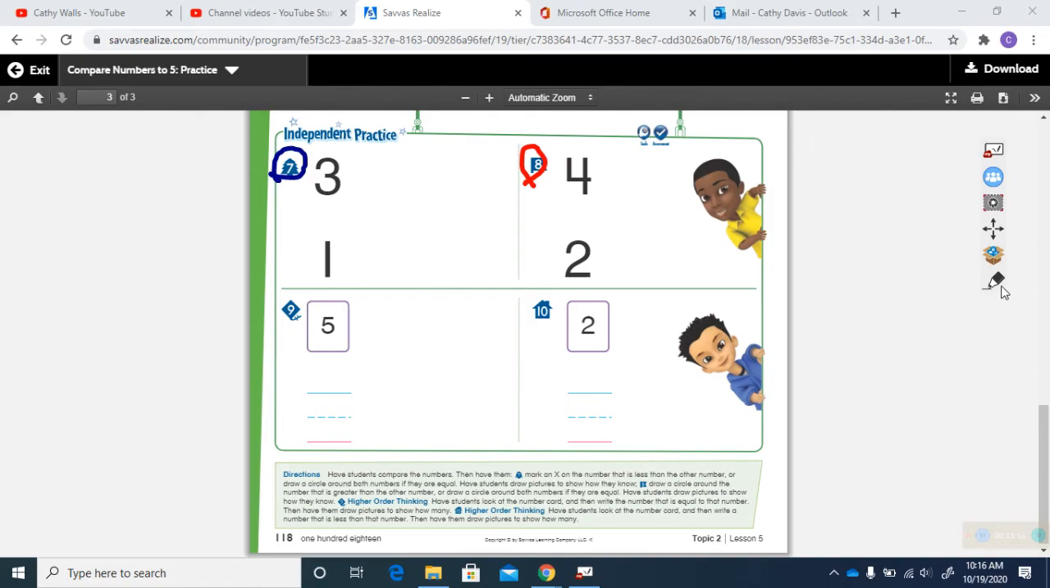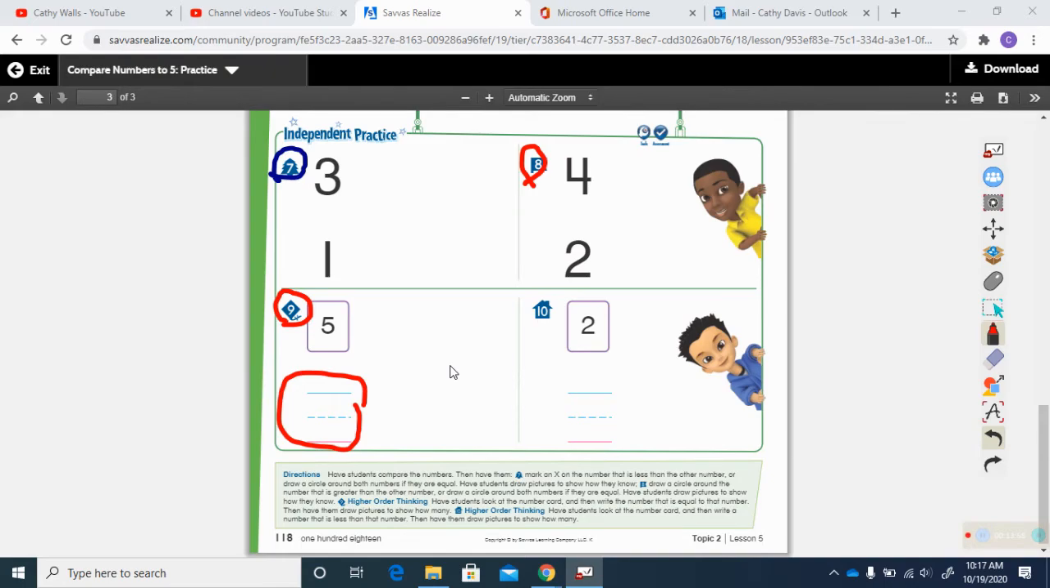Now, number 9 and 10, they're getting a little bit tricky with us. Let's look at number 9. Do you see this number here? Can you tell me what number that is? That's a 5. Down here in this spot, you need to write a number that is equal to 5. Do you remember what equal to means? Think about it and write the number that is equal to 5. Go ahead and pause the video while you do that.